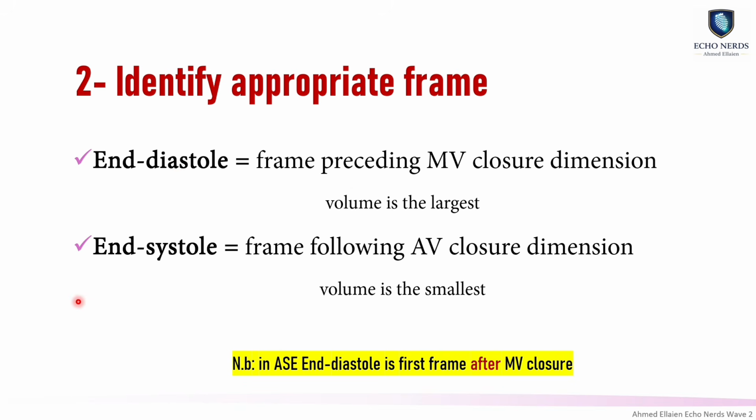While the end systolic volume is just the frame following the aortic valve closure, which corresponds to the smallest volume. Those are the definitions of the European Society of Echocardiography and the ECV Association. So if you are getting the ECV exams, you have to memorize this, while if you are getting the board exams in American Society of Echocardiography guidelines, there is a slight change in the definition of end diastolic frame. The end diastolic frame is the frame after mitral valve closure, while here it is the frame preceding mitral valve closure.